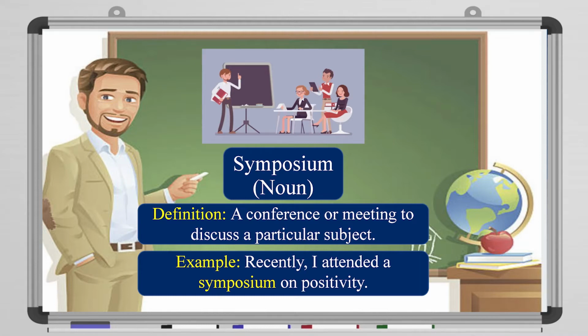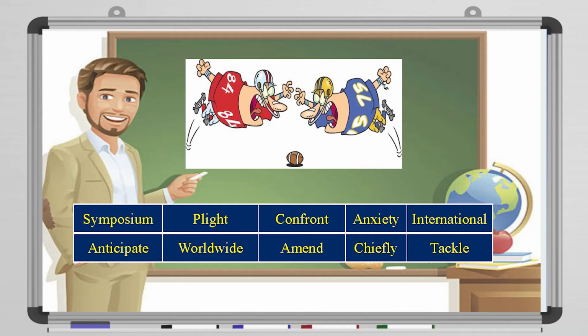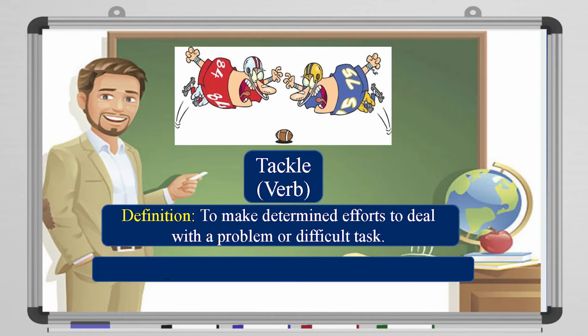Okay? So let's look at the next word. So you have football players. They are trying to... did you get it? They're trying to tackle each other. Very good. So tackle is a verb, and it means to make determined efforts to deal with a problem or a difficult task. So you're trying very hard to deal with this problem. You are tackling the problem. Okay? I will tackle my homework tomorrow. Okay? So it means I will attempt and I will do my homework and I will try very hard to solve it. Did you get that one? I'm sure it was pretty easy.